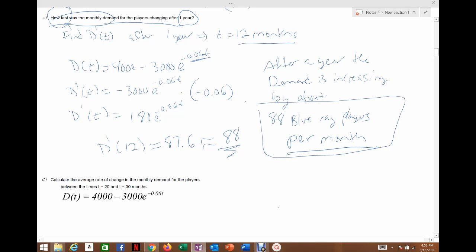Derivative is a rate of change, right? Like miles per hour, change in distance over change in time. This is change in demand, Blu-ray players, over change in time, months. Blu-ray players per month is my unit. So 88, so it's increasing by 88, so that's the speed, how fast. It's increasing by 88 Blu-ray players per month.